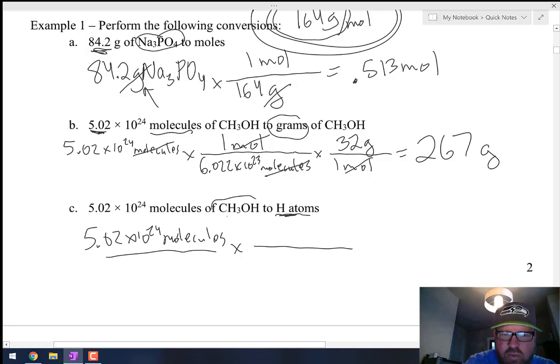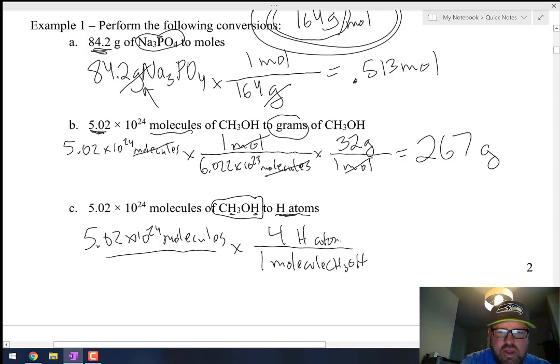Well, let's say I have 1 molecule of CH3OH. How many hydrogen atoms do I have? Well, there's the 3 plus 1 more makes 4. So I know that for every 1 molecule, there's 4 hydrogen atoms. So I can say that. That's my conversion right there, is that 1 molecule of CH3OH contains 4 hydrogen atoms. And that's it. That's all you've got to do to go from molecules to atoms.